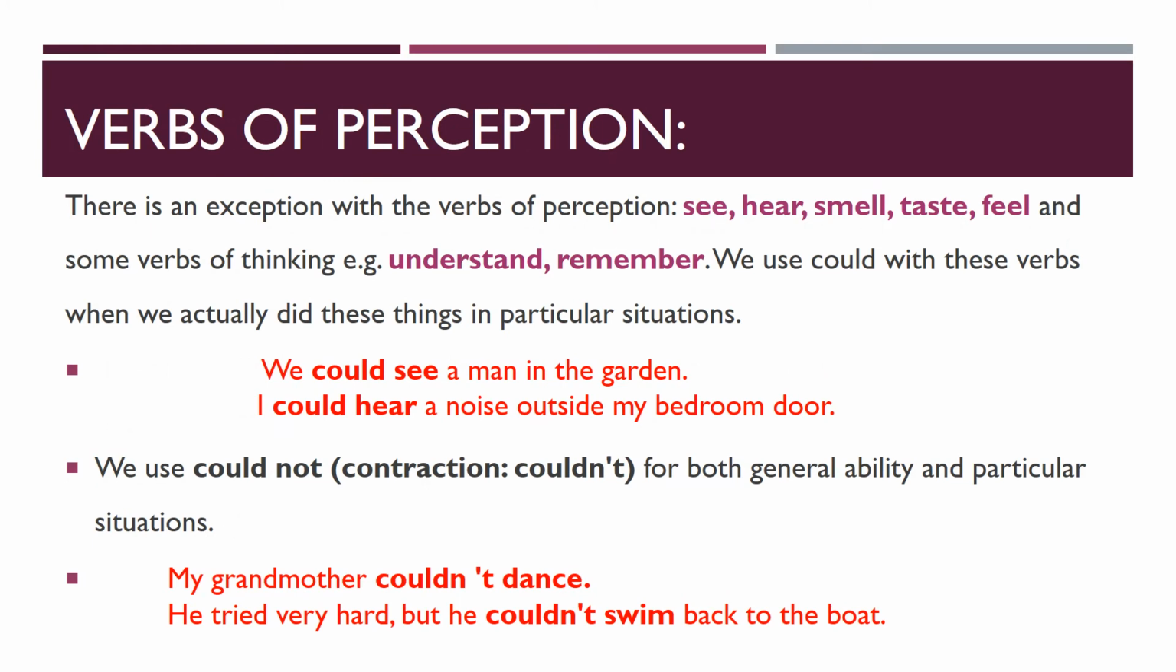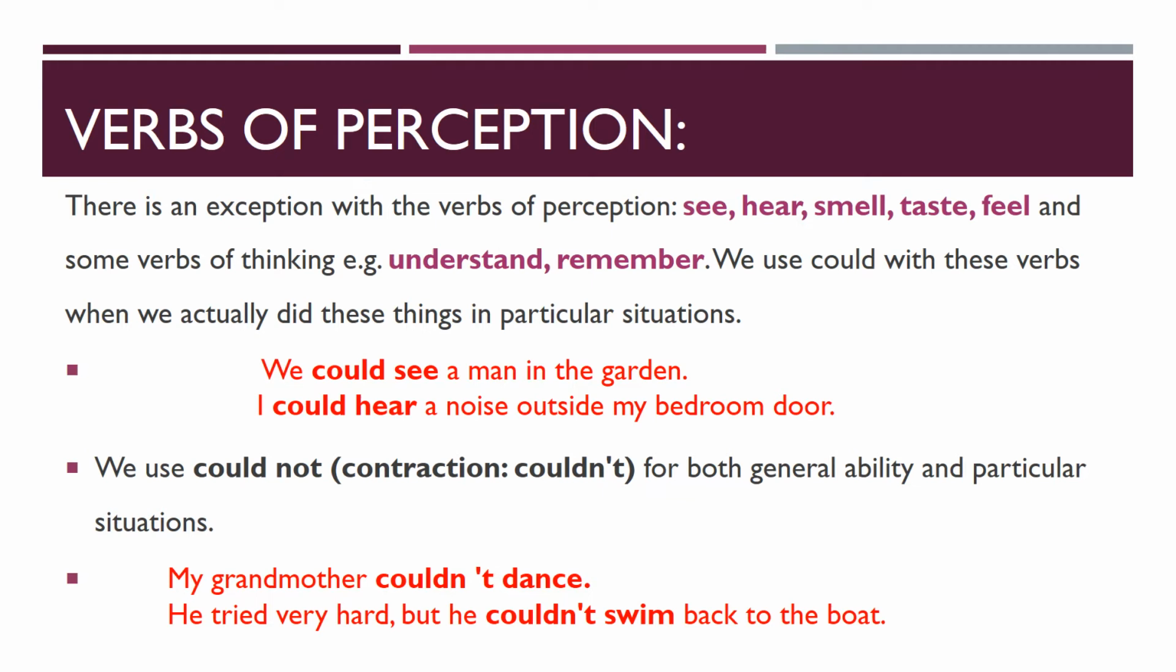Another point, which is the verbs of perception. There is an exception with the verbs of perception. Verbs of perception means the verbs such as see, hear, smell, taste, feel, and some verbs of thinking such as understand and remember. We use could with these verbs when we actually did these things in a particular situation. For example, we could see a man in the garden. I could hear a noise outside my bedroom door.